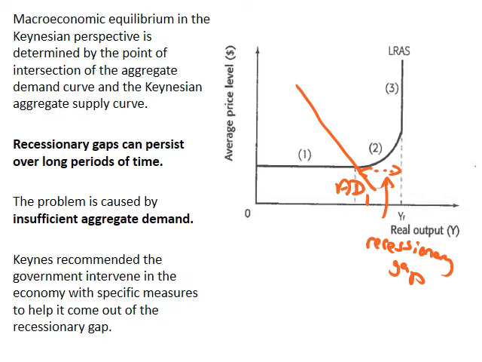And the problem in the Keynesian model is caused by insufficient aggregate demand. So Keynes recommended that the government intervene in the economy with specific measures to help it come out of the recessionary gap, and specifically focusing on AD. How can we get aggregate demand to increase?